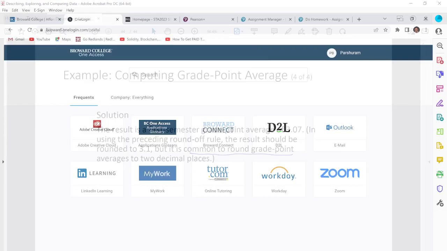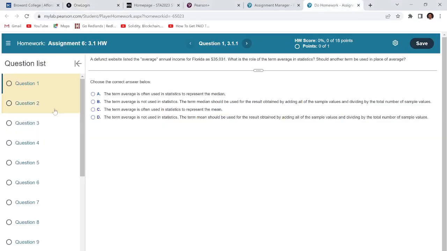I'm going to show you some examples from the homework problems I have assigned for you. So let's start with the first one. A defunct website listed the average annual income for Frida as $35,031. What is the role of the term average in statistics? Should another term be used in place of average? So let's look at the choices we have been given.